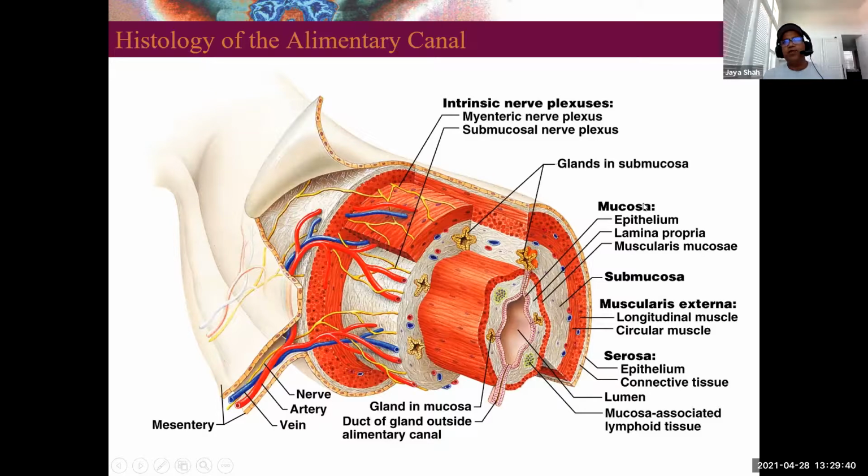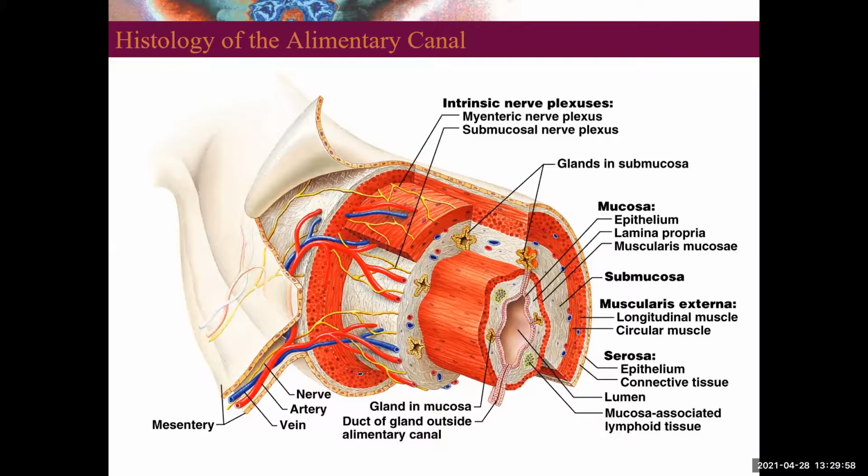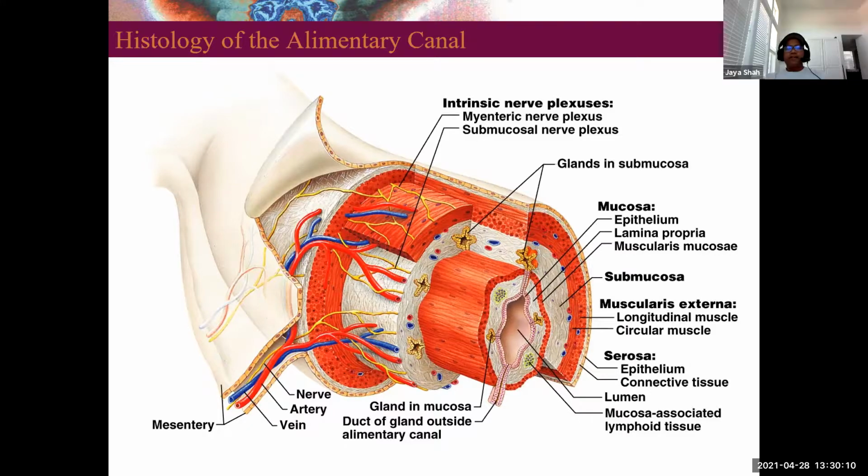Mucosa is... there are 4 types of basic tissues in our body. What are those 4 types of basic tissues, guys, you have done? Epithelial, muscle. What is next? Connective. Connective, good. What is next? Nervous. So there is epithelial, connective, muscle, and nervous tissue.